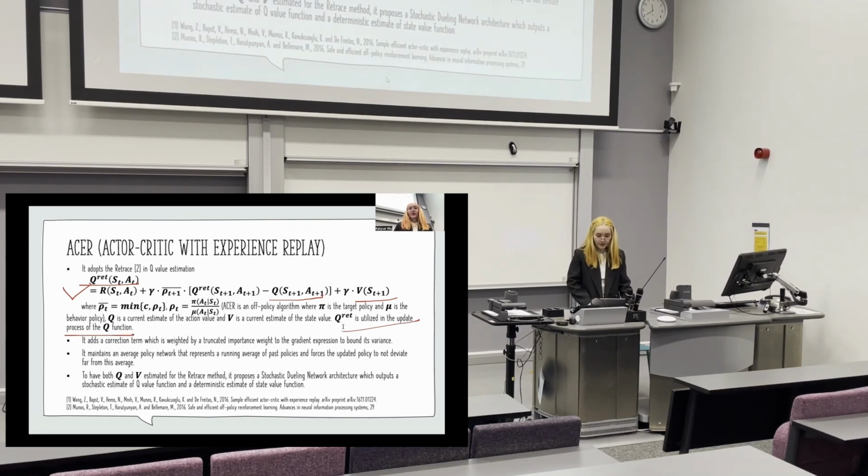Secondly, it adds a correction term which is weighted by a truncated importance weight to the gradient expression to bound its variance. The third one is that it maintains an average policy network that represents a running average of past policies and forces the updated policy to not deviate far from this average. And finally, it proposes a stochastic dueling network architecture, which outputs a stochastic estimate of Q-value function and a deterministic estimate of state value function.